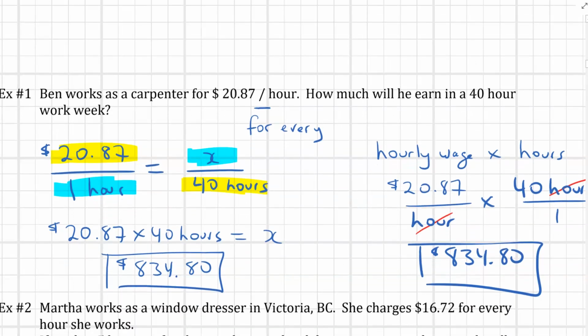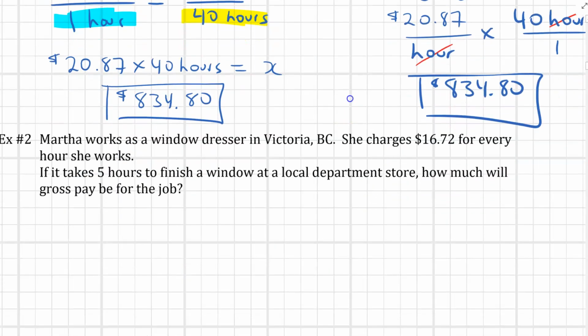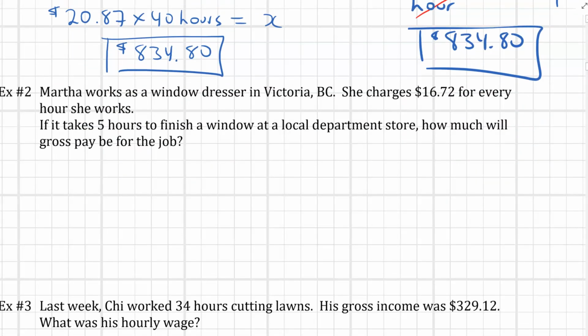Sometimes the questions get more complicated, so it's nice to have a method that always works. So number 2 says, Martha works as a window dresser in Victoria, BC. She charges $16.72 for every hour she works. If it takes 5 hours to finish a window at a local department store, how much will her gross pay be for the job?